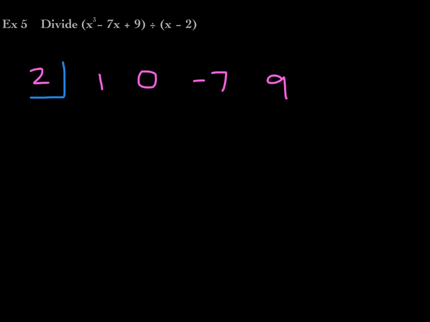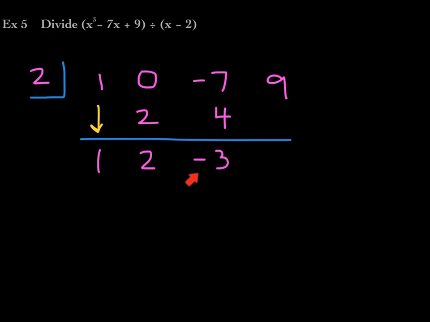All right, so let's use synthetic division. Do you remember the process? The first thing is to bring down this first term here. So bring that down. I multiply. 2 times 1 is 2. I then add: 0 plus 2 is 2. I multiply again. 2 times 2 is 4. I'll put 4 there. I add. Negative 7 plus 4 is negative 3. Multiply again. 2 times negative 3 is negative 6. And then you add: 9 plus negative 6 is positive 3.